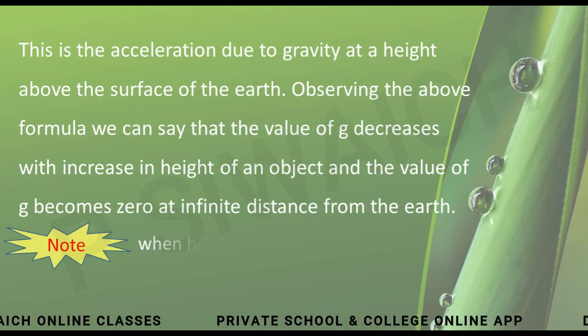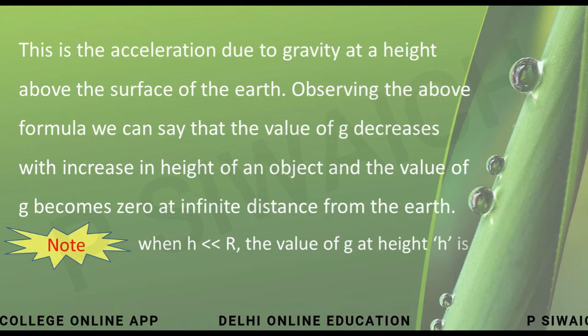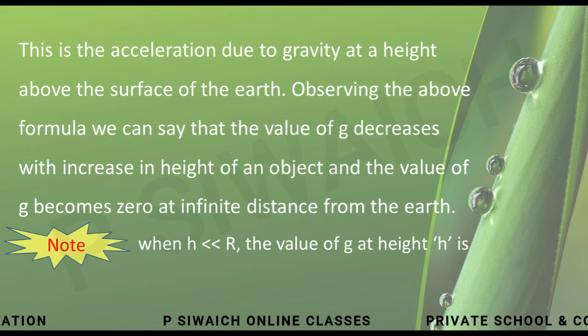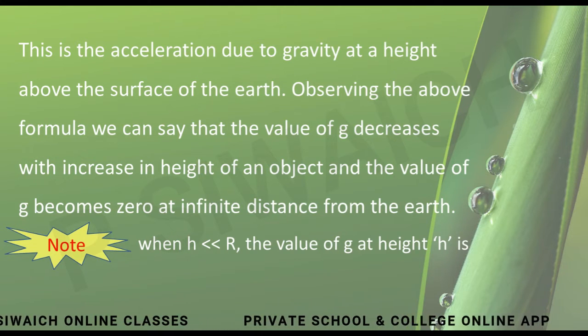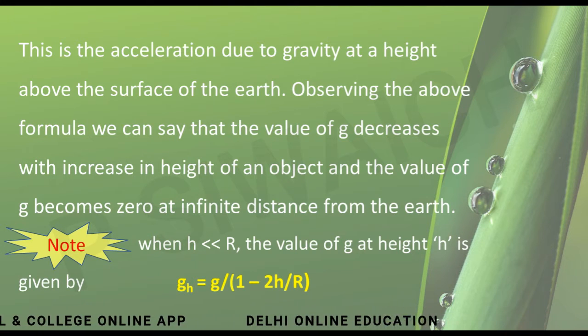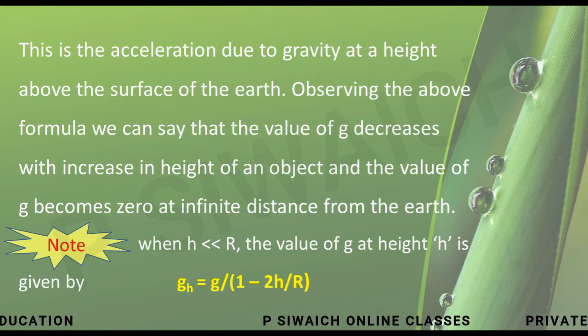Note, when height h is very small compared to the radius, then the value of g at height h is given by g_h equals g into (1 minus 2h over R).